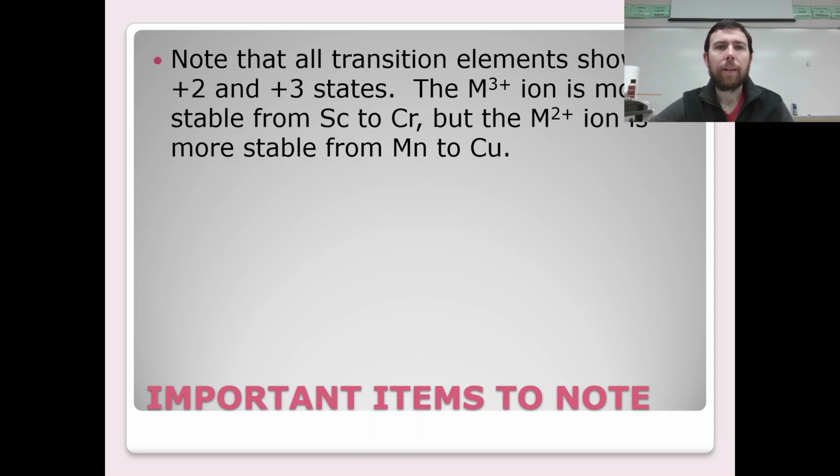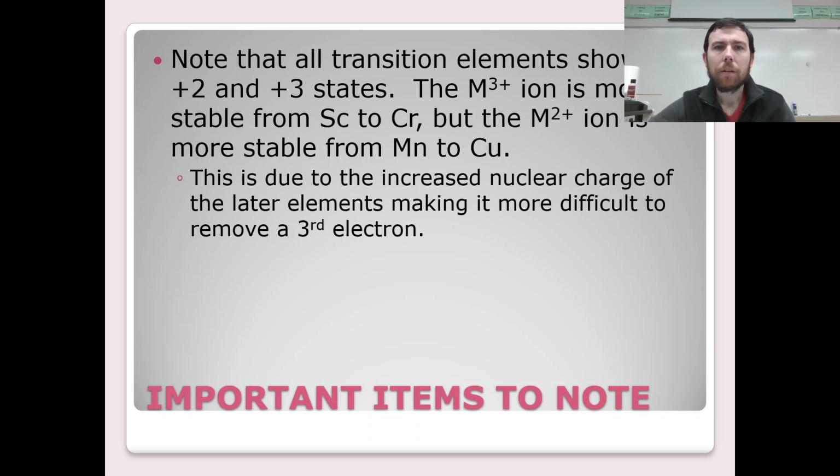Now, it does make a note here that for any of the transition metals from scandium to chromium, the 3 plus ion is much more stable in those elements, so from scandium to chromium. But on the flip side of that, the metal 2 plus ion is going to be more stable from manganese to copper as you're moving across the period. So there's a little bit of a shift there. Now, the reason for that is the increased nuclear charge of the later elements, making it more difficult to remove a third electron.